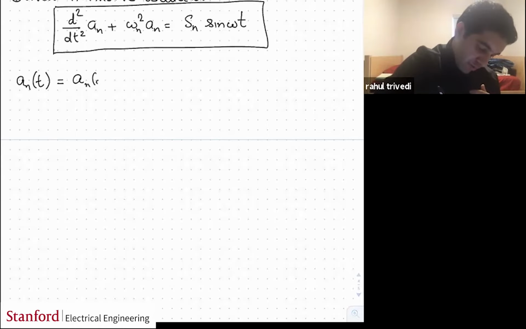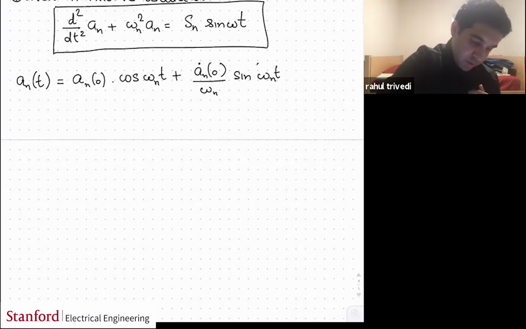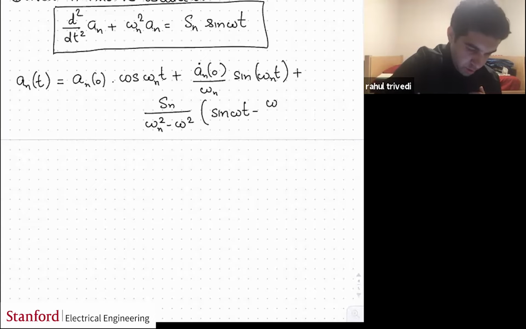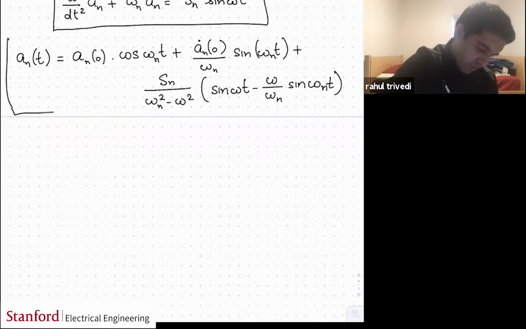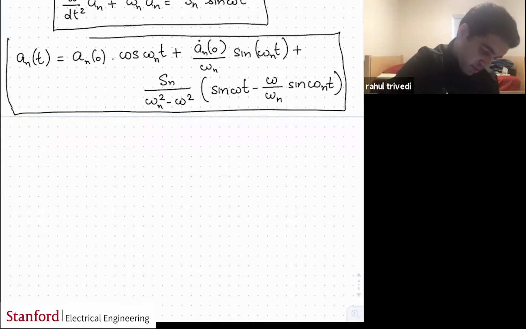So you get a_n of 0 times cosine omega_n t, plus a_n dot of 0 divided by omega_n times sine of omega_n t, plus S_n divided by omega_n squared minus omega squared times sine omega t, minus omega divided by omega_n sine of omega_n t. So it looks a bit complicated, but it is actually very simple to physically interpret, right?